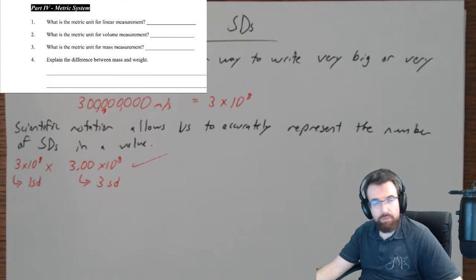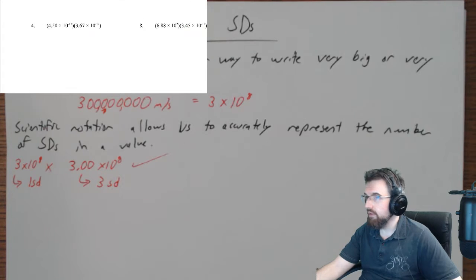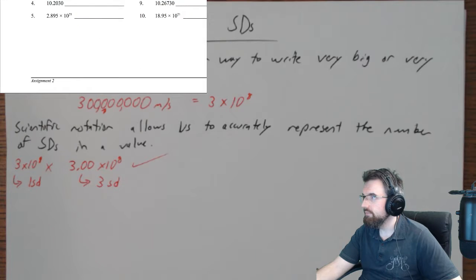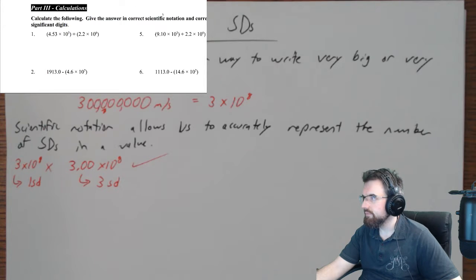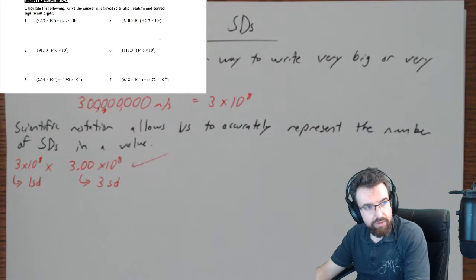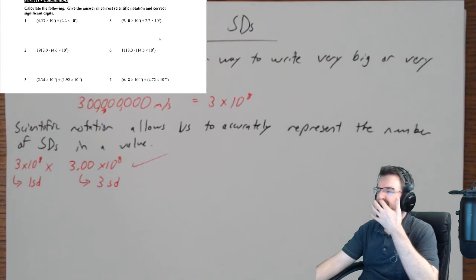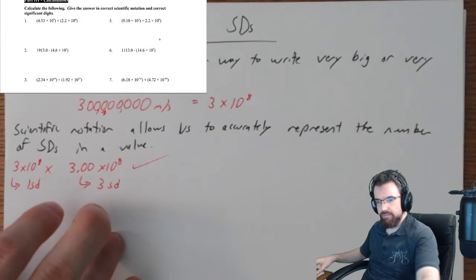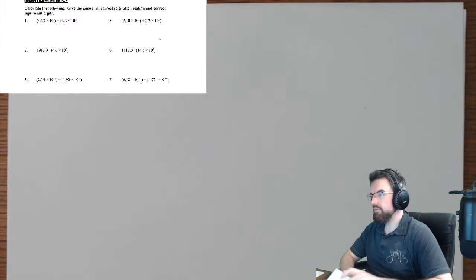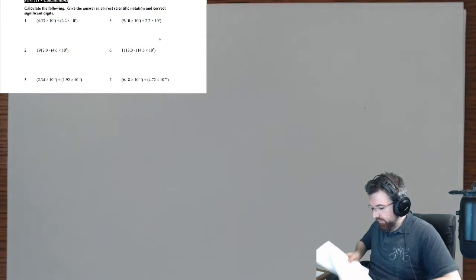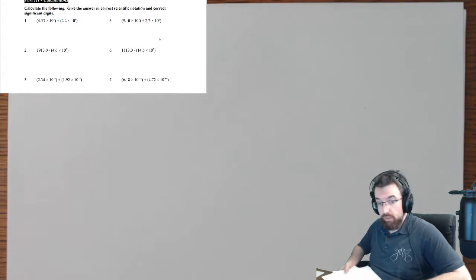So, all right, this is the multiplication page. Let me go back to the addition and subtraction page. I'll zoom out a touch so we can see the whole thing there. So calculate the following. Give the answer in correct scientific notation and correct significant digits. So I'm going to pick number 2. Number 2 is a good example of what I was just talking about.